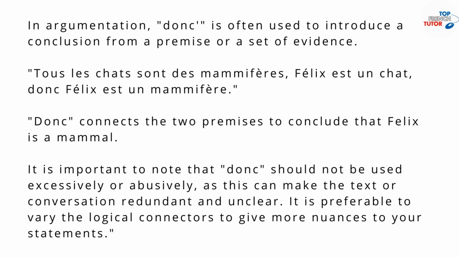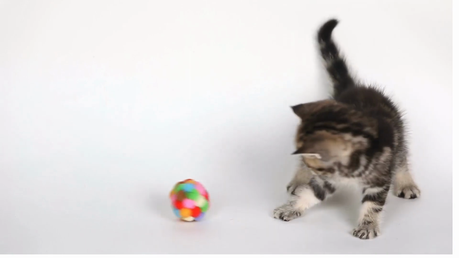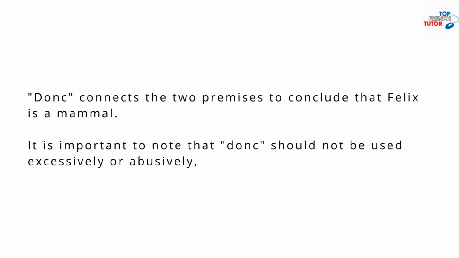In argumentation, donc is often used to introduce a conclusion from a premise or a set of evidence. For example, tous les chats sont des mammifères. Félix est un chat. Donc Félix est un mammifère. In this example, donc connects the two premises to conclude that Félix is a mammal.